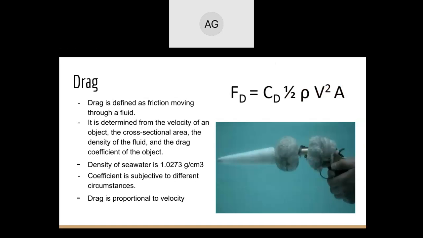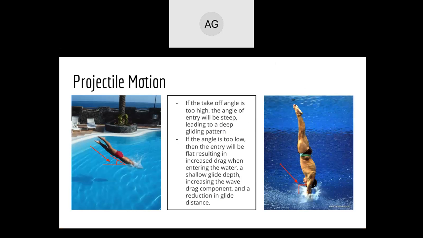And then in addition, drag is directly proportional to velocity. So the faster a bullet is going, the more drag it's going to experience when it enters the water. So guns that fire at super high speeds are going to lose their capabilities rather quickly because of the high velocity. Another thing that affects the bullet is the angle at which it enters the water.